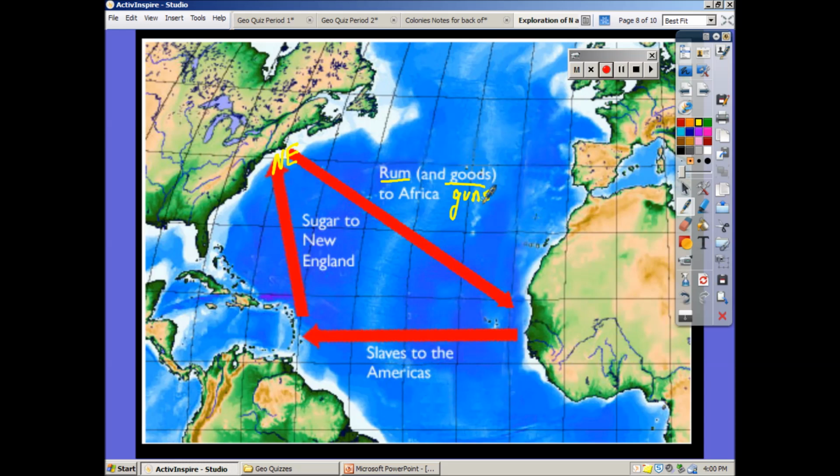And they're going to take that rum and guns, and they're going to travel all the way down here to West Africa. And in West Africa, all that is traded for slaves. Now, the important concept here is it's traded. Slaves are not something that you go running around trying to capture on your own. That's just too much work.